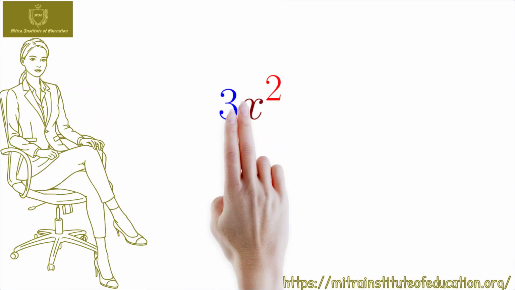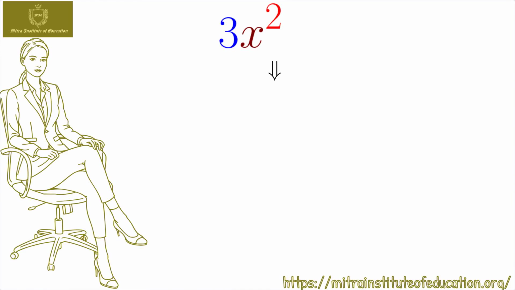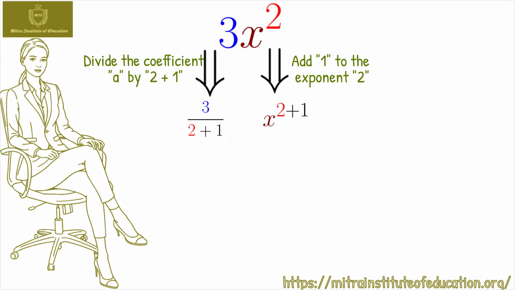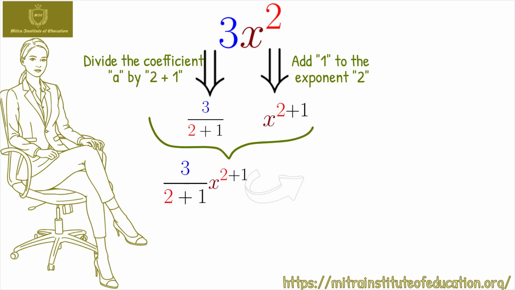To integrate 3 times x squared, here's what you need to do. First, increase the exponent by 1. So, the exponent of x goes from 2 to 3. Next, divide the coefficient, which is 3, by the new exponent, which is now 3. When you do this, 3 times x squared becomes 1 times x cubed, or simply x cubed.